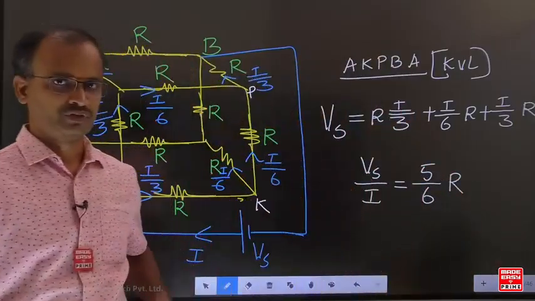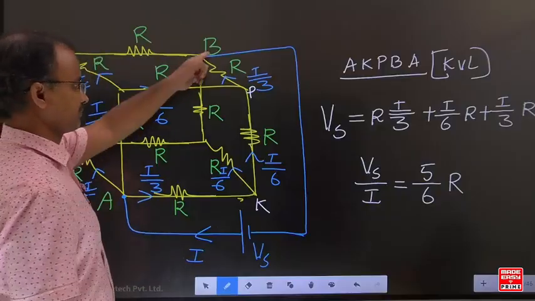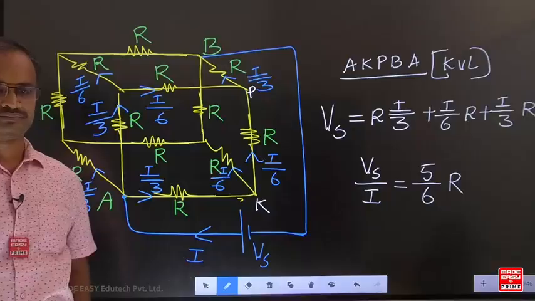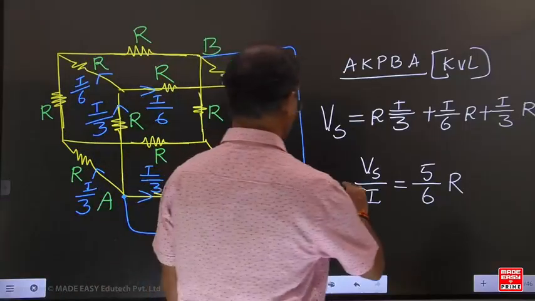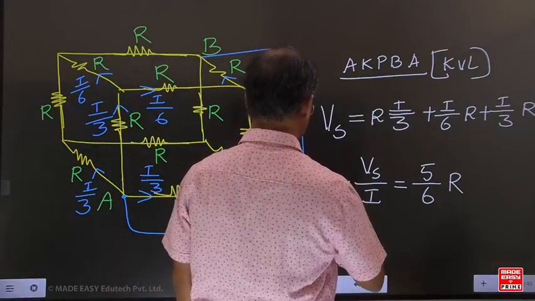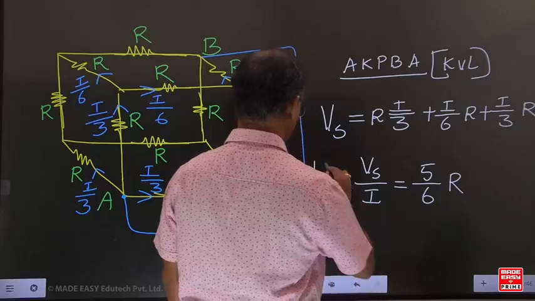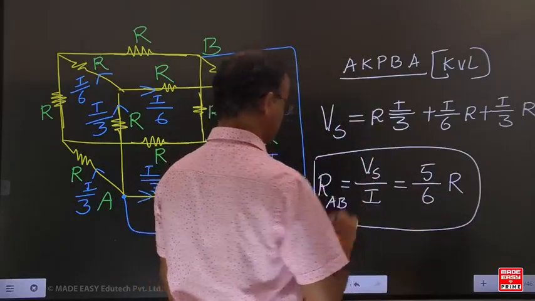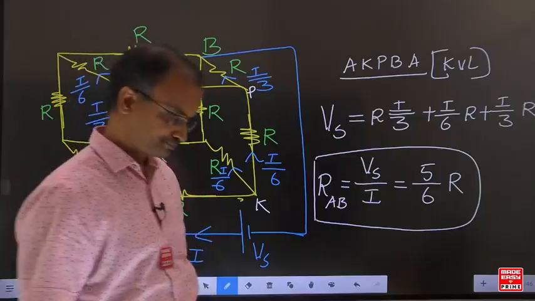5/6 R. That means, with respect to the A and B points, the source voltage is Vs and the current is I. This V by I ratio indicates the resistance with respect to A and B.